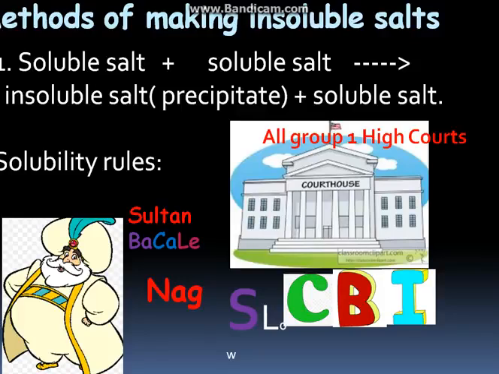Now why do they nag the slow CBI? What have they done? Because only group 1 and 2 oxides react with water. How stupid! What sense does it make? Well, even if it doesn't make any sense, I'm happy that at least it helped me make a mnemonic. So here's my mnemonic. Sultan Bakali and all group 1 high courts nag the slow CBIs because only group 1 and 2 oxides react with water. Well, senseless, but it helps me in remembering my solubility rules.